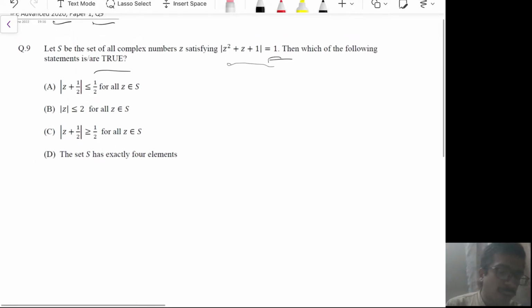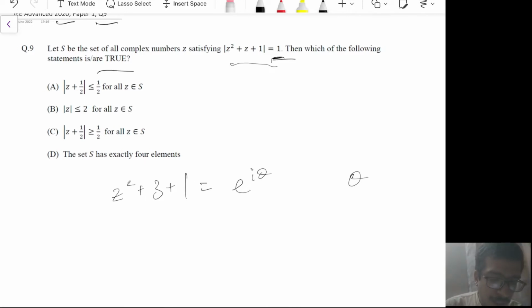So again, whenever you see that you are given that this is of unit magnitude, then it makes sense to assume that, okay, let z square plus z plus 1 be equal to e to the power iota theta, right? And I can assume that theta lies between, say, minus pi and plus pi. And now this is a quadratic equation. I can actually solve for z.